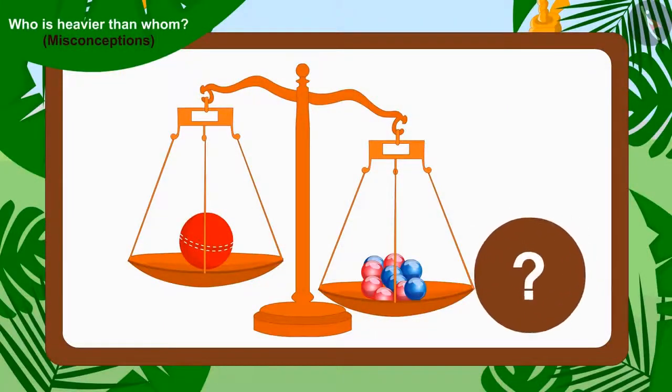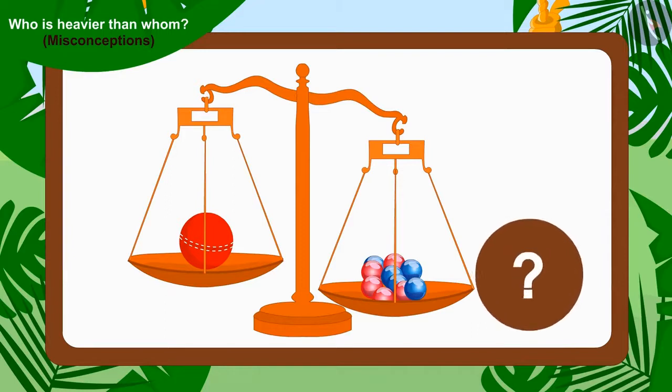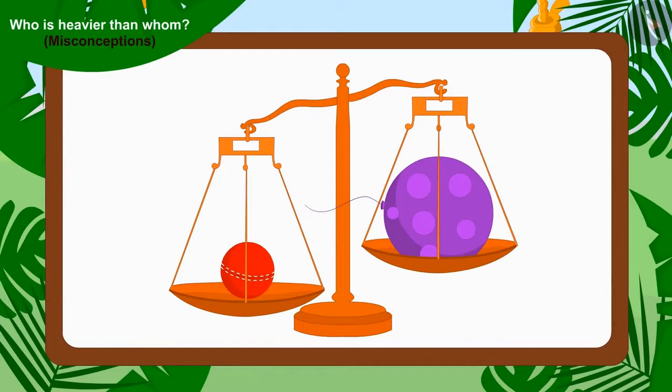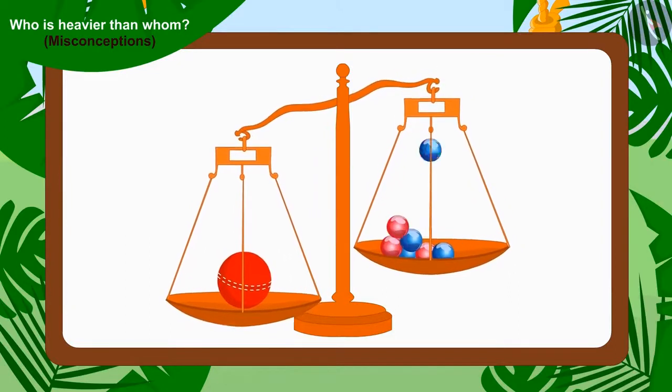Children, is Bunny right? Is it necessary that when the weight of two items is being compared, the item which is more in quantity will have more weight? Let's see. Now, Chanda removed Appu's balloon from Bhola's scale and replaced it with Bunny's 10 marbles.